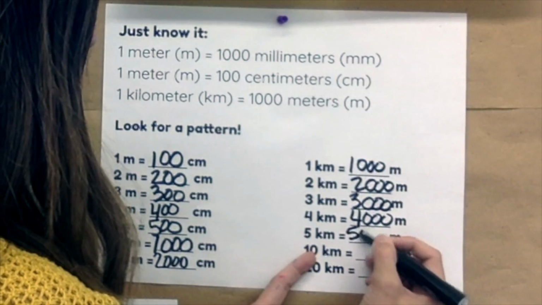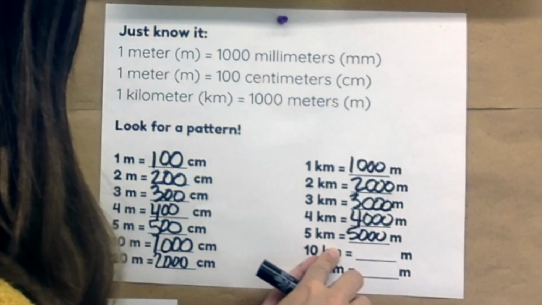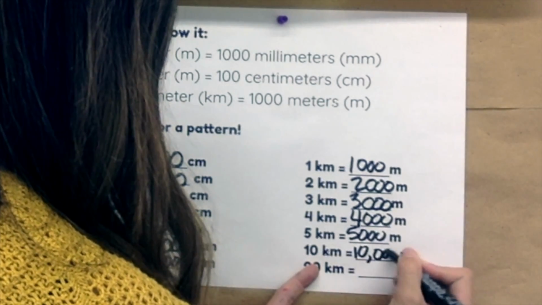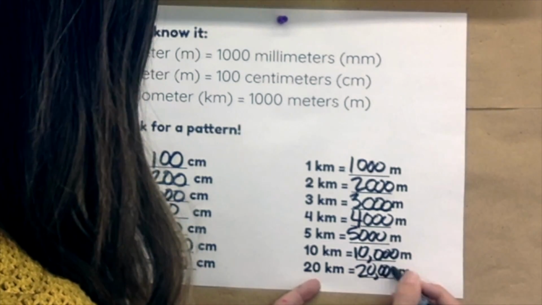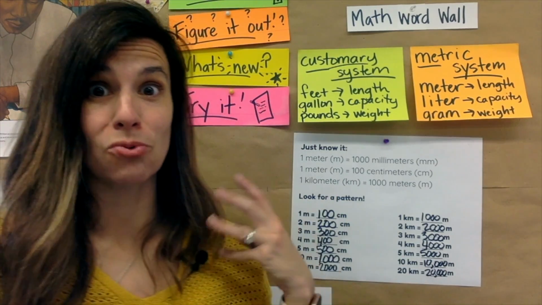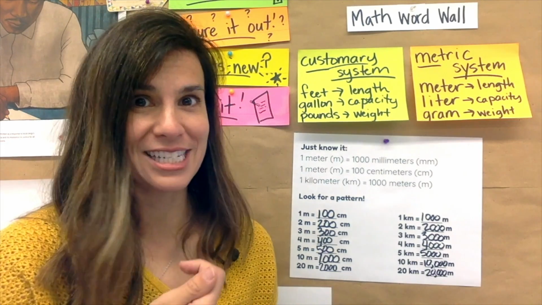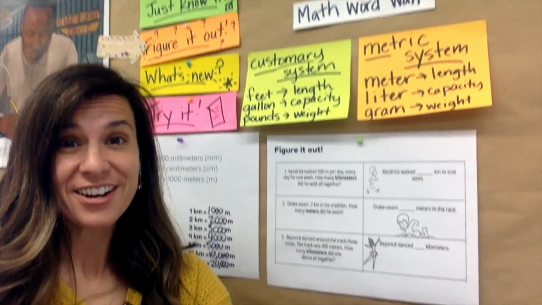5 kilometers, 5,000. 10 kilometers, oh my goodness, 10 times 1,000, 10,000 meters. And then finally, 20,000. That's a really long distance. Wow. Great job with just knowing it today. All right, we're moving on to Figure It Out.